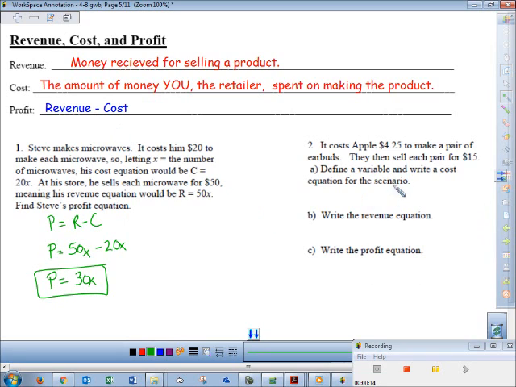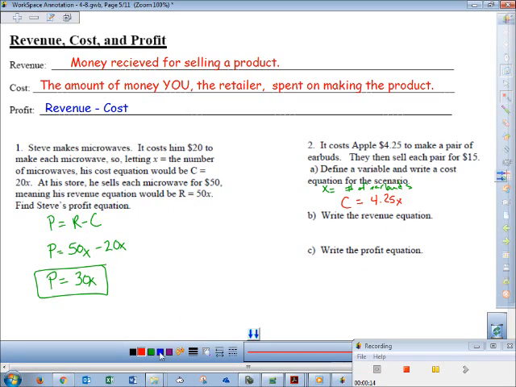So here's another one. It costs Apple $4.25 to make a pair of earbuds. They then sell each pair for $15. Part A wants us to define a variable and write a cost equation for this scenario. So let's let X equal the number of earbuds. And then the cost equation is what they want us to write. Cost equals $4.25 times every pair of earbuds that they make, which is X.